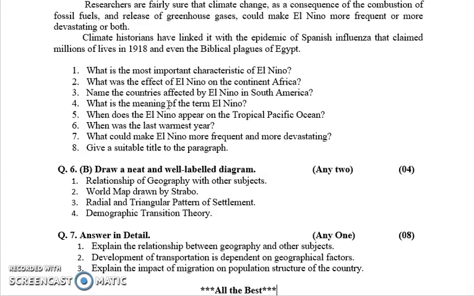After that we have the last question. The last question is: explain the relationship between geography and other subjects. Then we have: development of transportation is dependent on geographical factors. And then, lastly: explain the impact of migration on population structure of our country. So this is the end of my question paper. It is for a total of 80 marks.